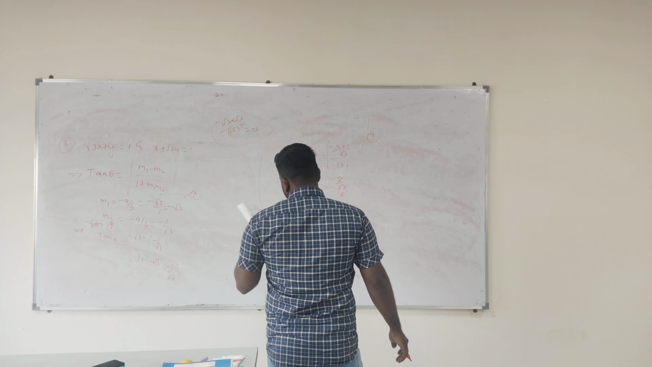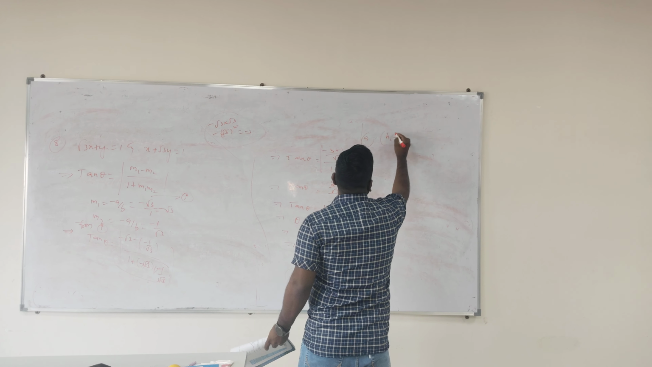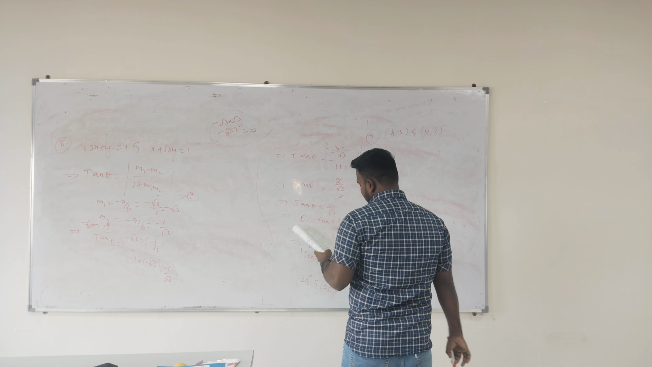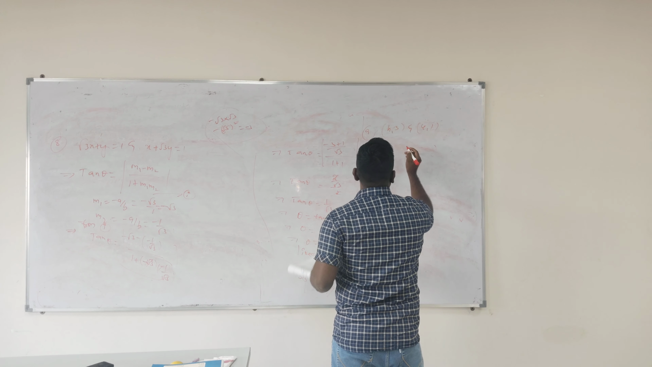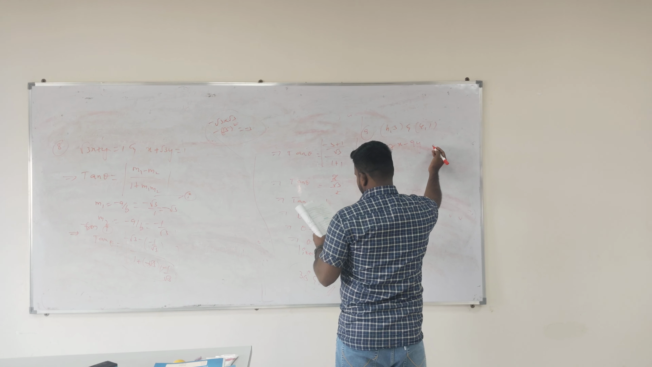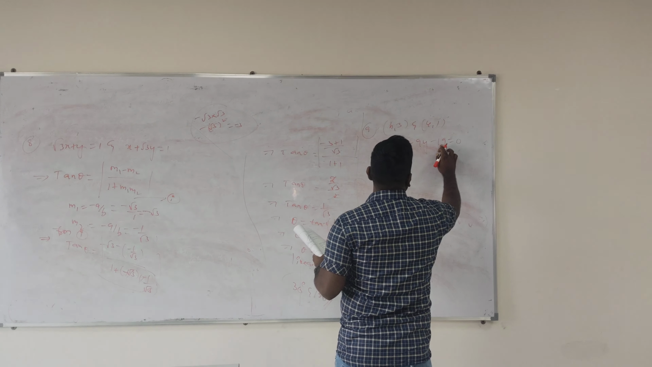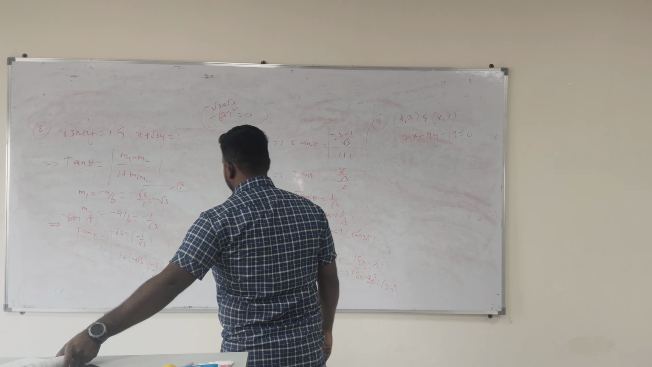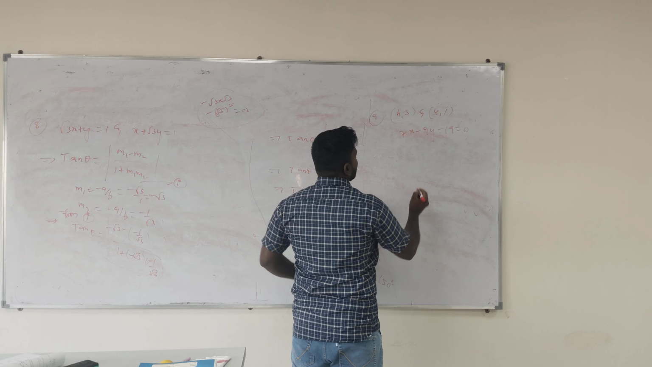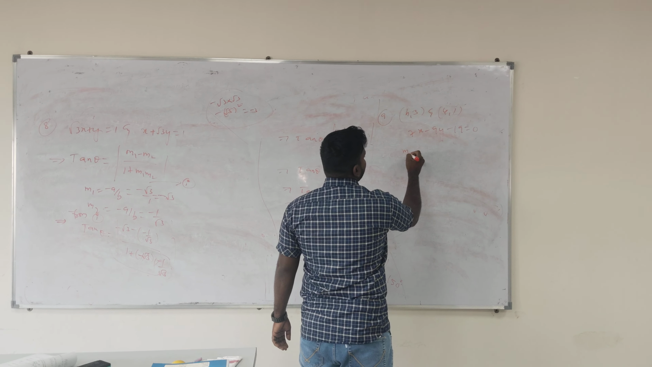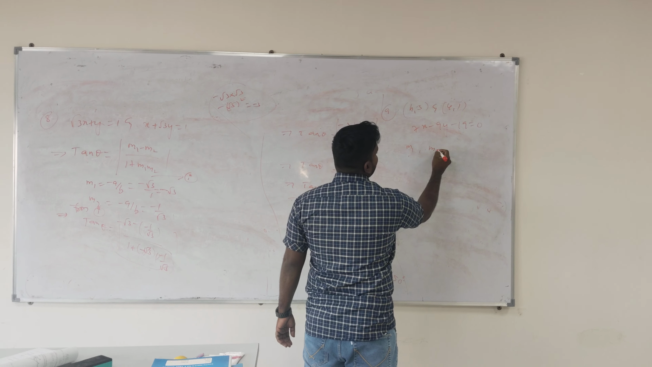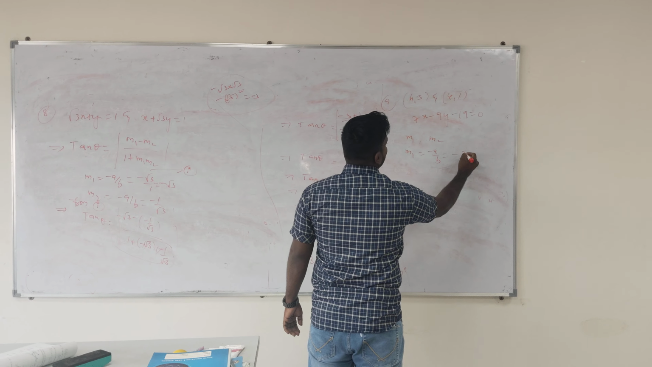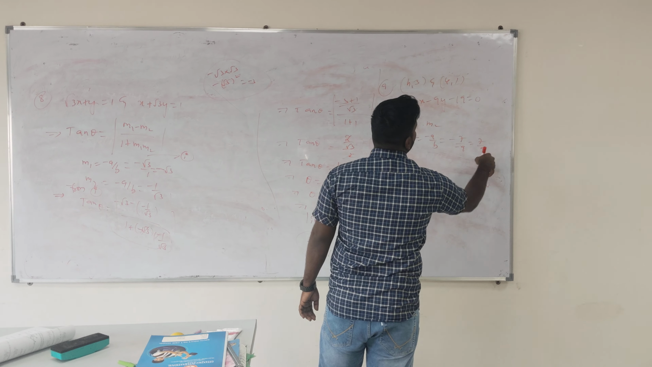The line through the points h comma 3 and 4 comma 1 intersects the line 7x minus 9y minus 19 is equal to 0 at right angle. Find the value of h. So first of all, we should know m1 and also m2. Here m1 means minus a by b, that is equal to minus 7 by minus 9, that is equal to 7 by 9.